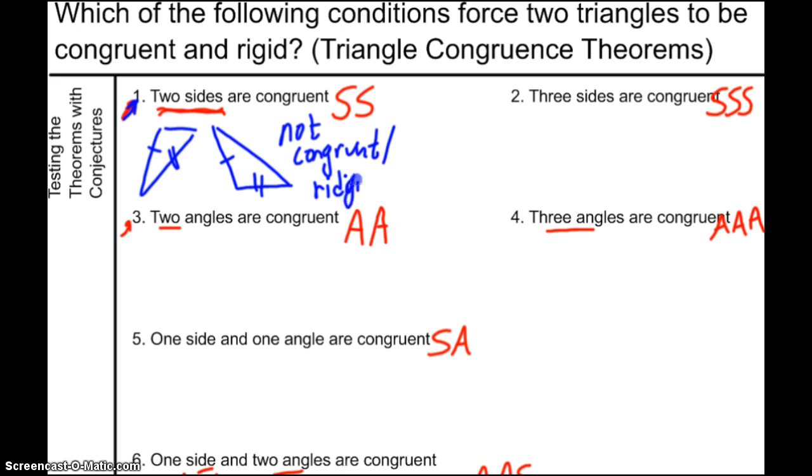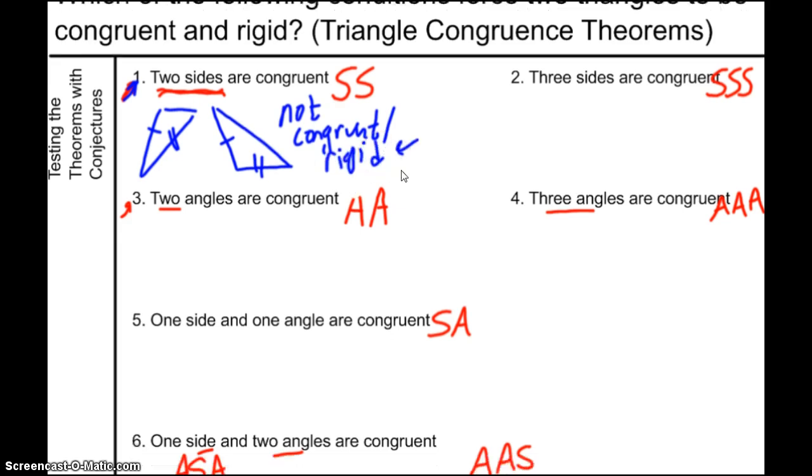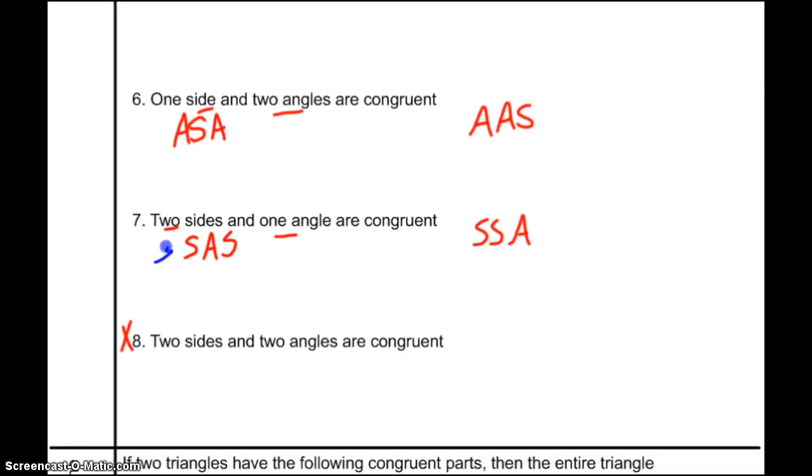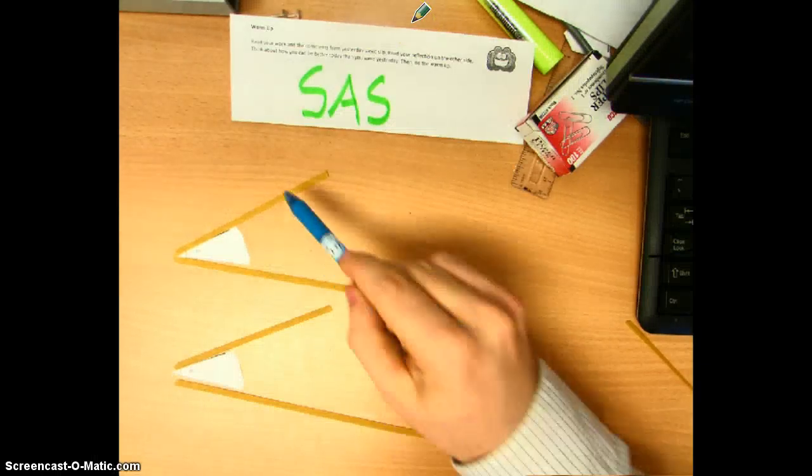Alright, there we go. Not congruent and not rigid. Let's skip down to something like number 7 for side, angle, side: two sides and one angle in between them. Back to the pasta. And here I am with side, angle, side.